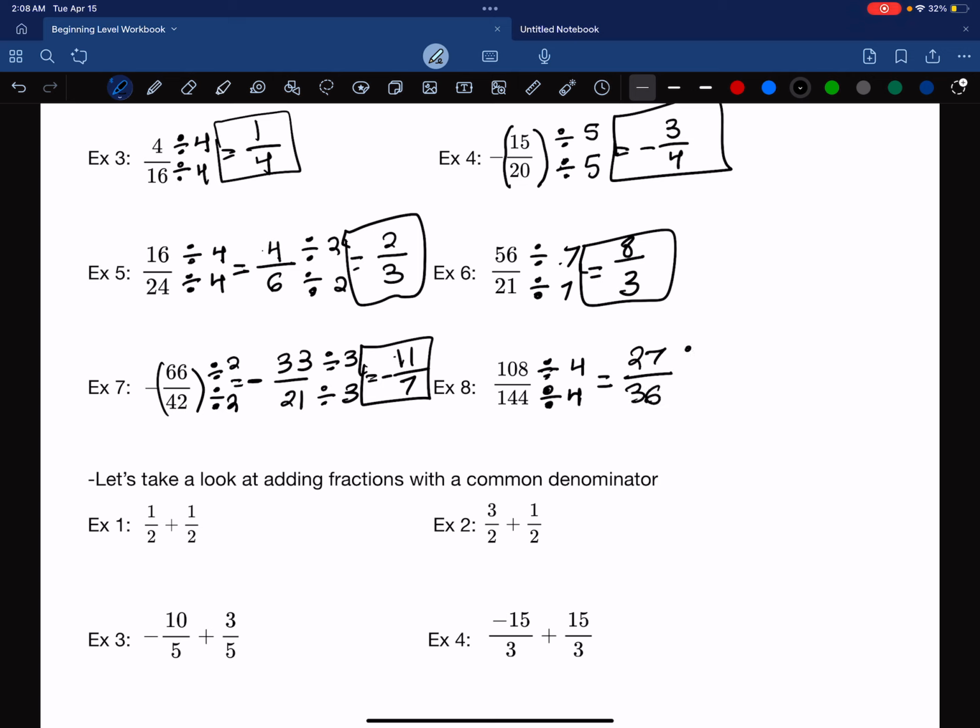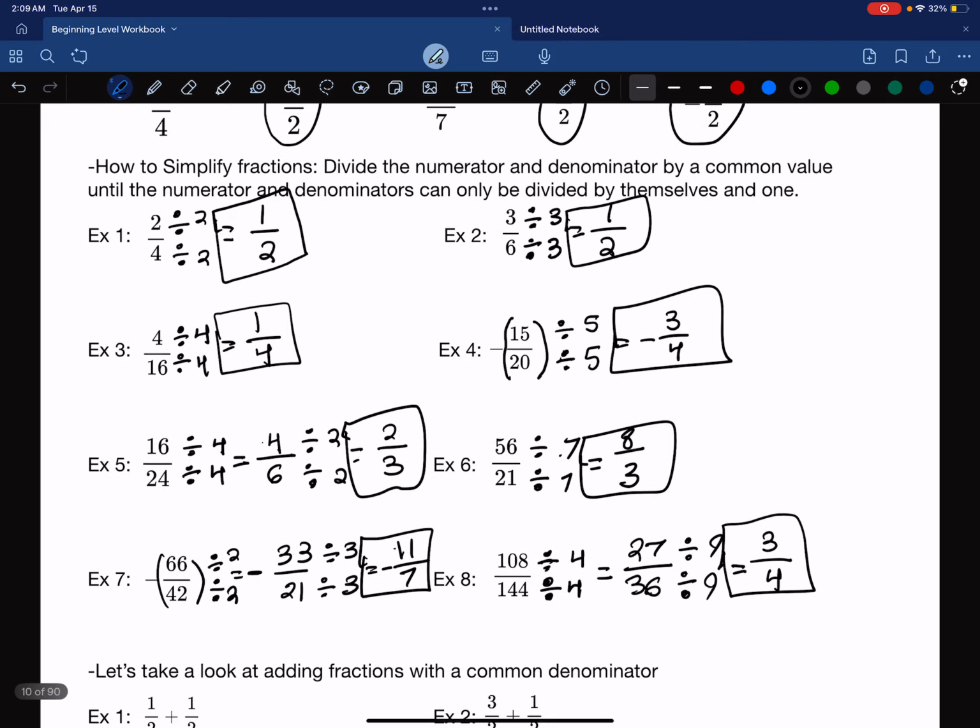And then we can divide these numbers by one more number, and that number is 9. 27 divided by 9 is 3, and 36 divided by 9 is 4. So our final reduced fraction is 3/4.